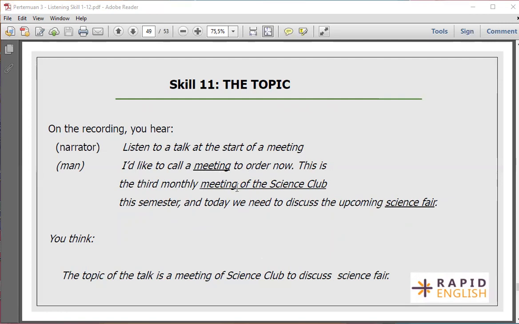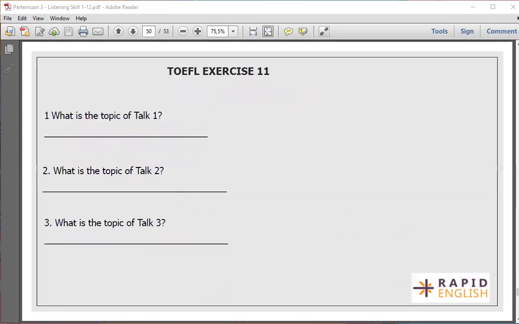This is the third monthly meeting of the science club, and what we are discussing is the science fair. Now, let's go for this one. Listening Part C, Exercise 11. Listen to the first part of each of the talks and decide on the topic of each talk.